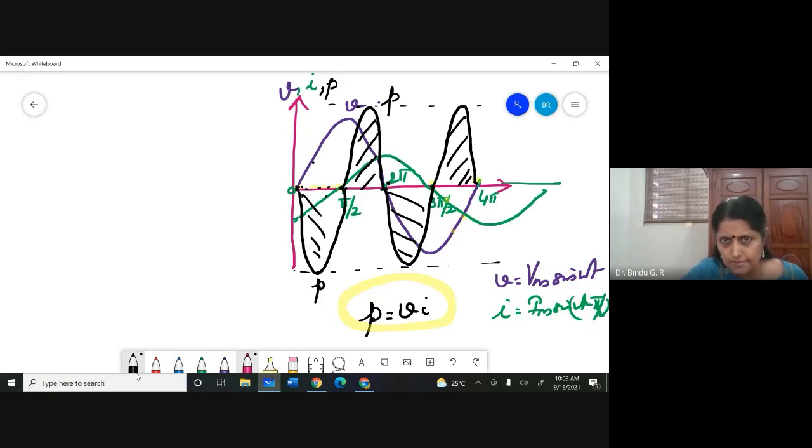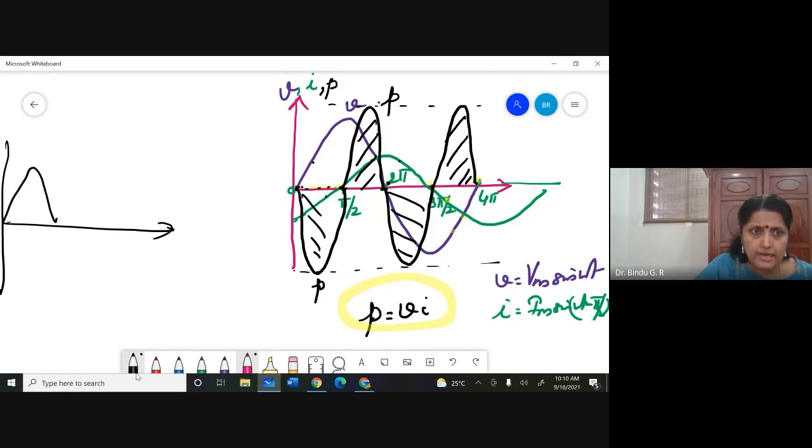Now, I will give you time to draw, need not draw now. Whatever I am telling you, please listen. From 0 to 90 degrees, you have negative power. From 90 to 180 degrees, you have positive power. Then again, it's negative and then it becomes positive. Whereas when it was a resistive circuit, if you remember, you always had power like this, always positive power.